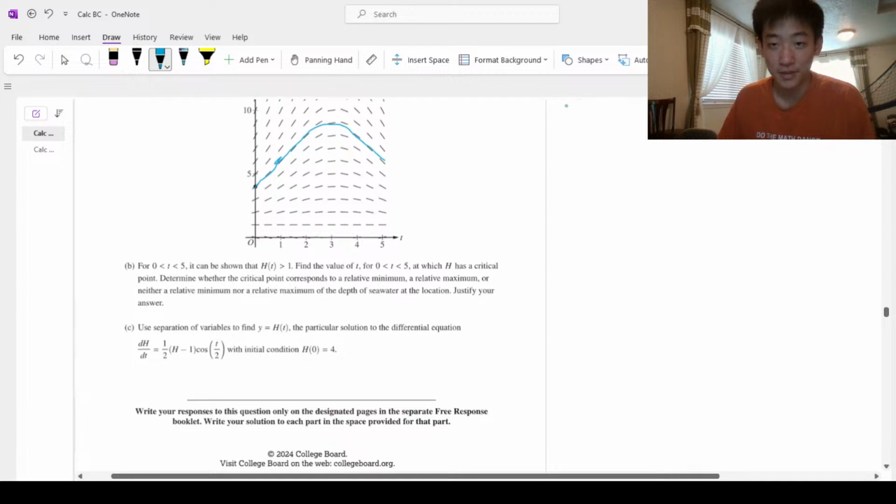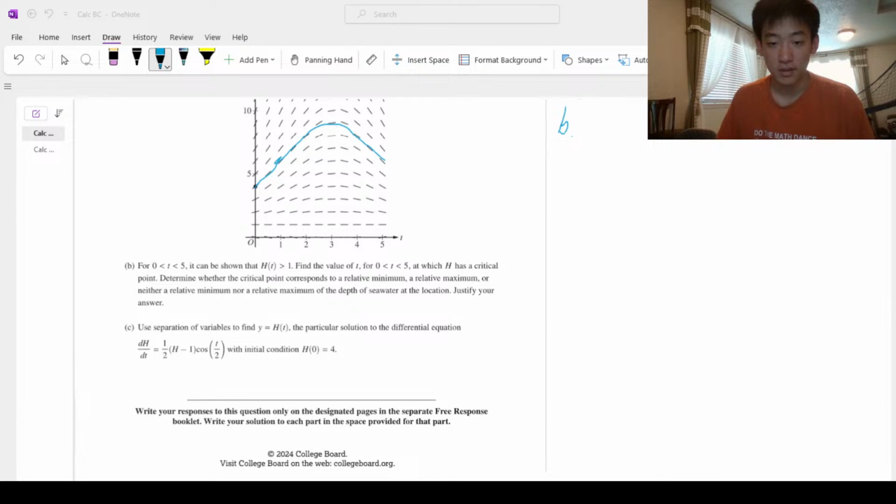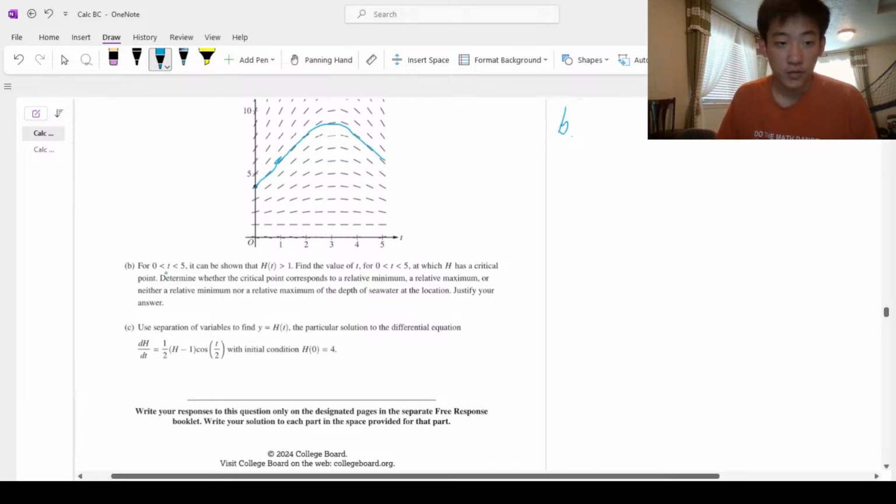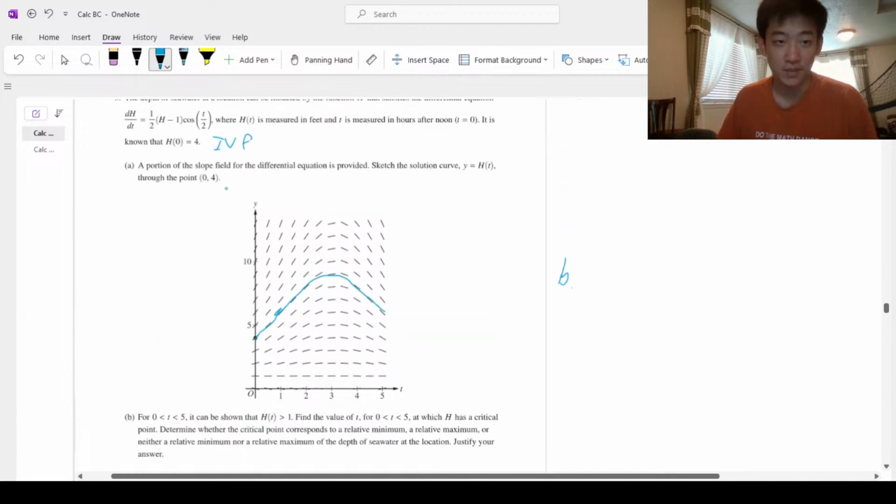Okay, so part B. For 0 less than t less than 5, consider that h of t is greater than 1. Okay, why would it tell us that? Well, it tells us that because, well, it's a surprise tool that will help us later, basically.